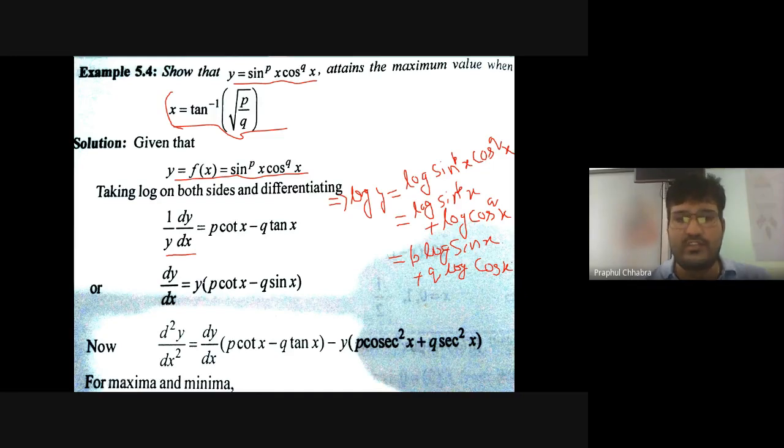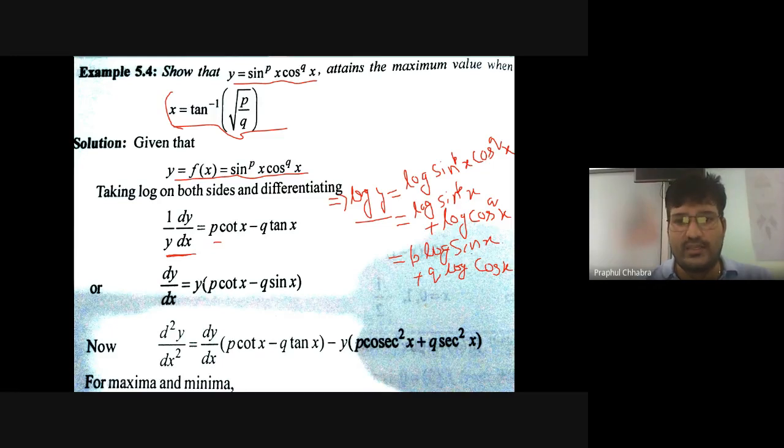अभी तक हमने डिफरेंशिएशन नहीं किया है, हमने सिर्फ फंक्शन का log लिया है ताकि हम डिफरेंशिएशन इजीली कर सकें, राइट? अब हम x के रेस्पेक्ट में डिफरेंशिएशन कर देते हैं. So the differentiation of log y with respect to x will be 1 upon y dy by dx. राइट साइड में p कांस्टेंट है.